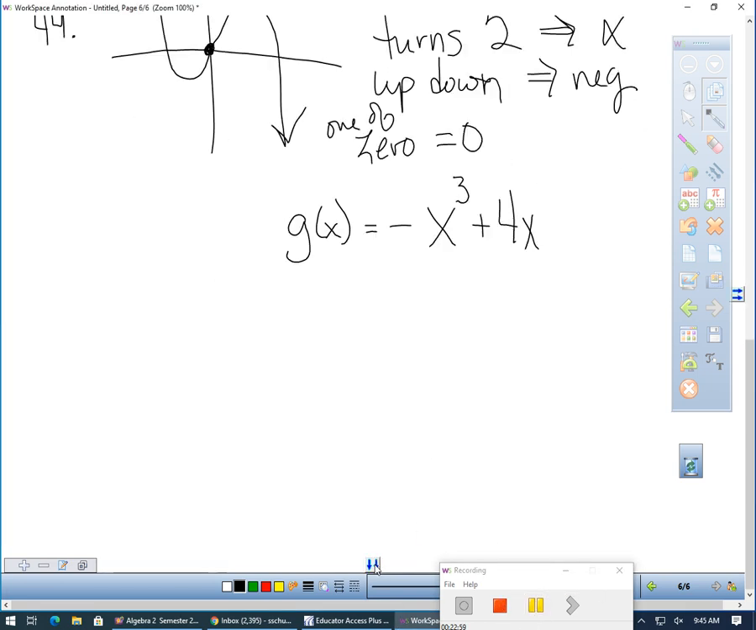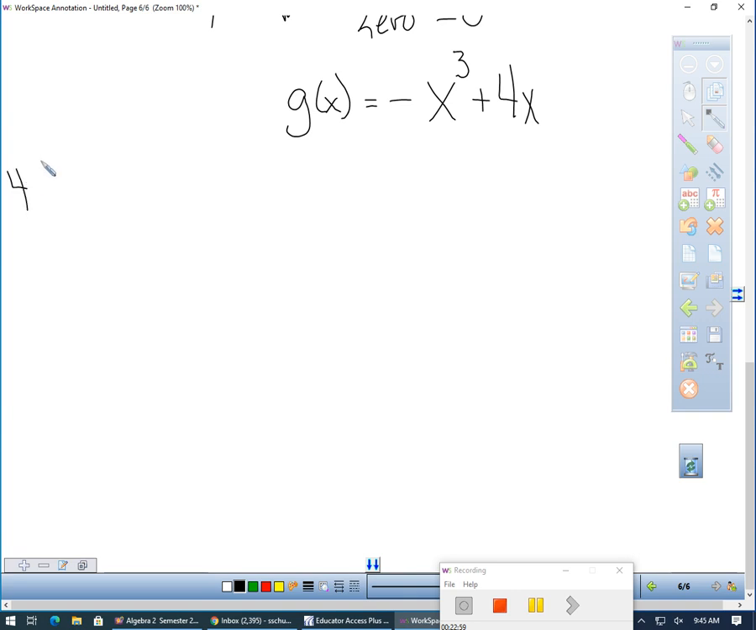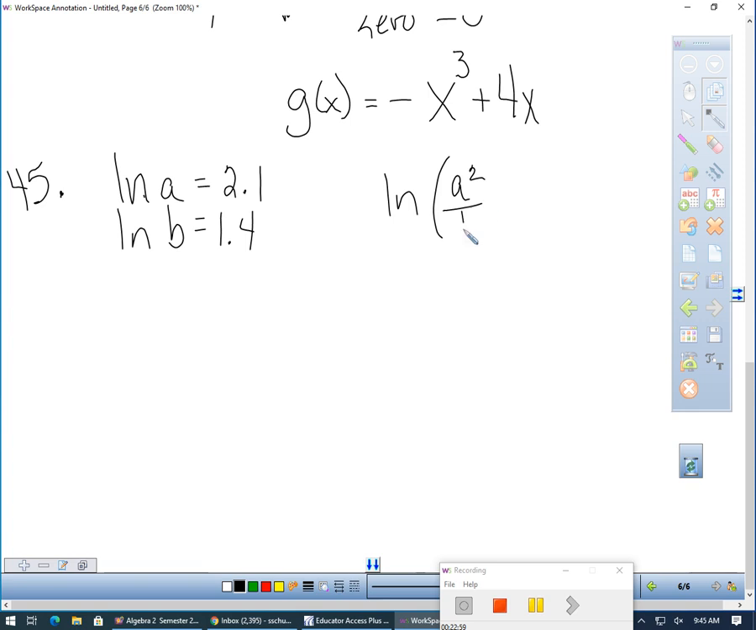Okay, let's move on to 45. On number 45, they give you that the natural log of A is equal to 2.1, that the natural log of B is equal to 1.4, and they want you to find the value of the natural log of A squared over B.